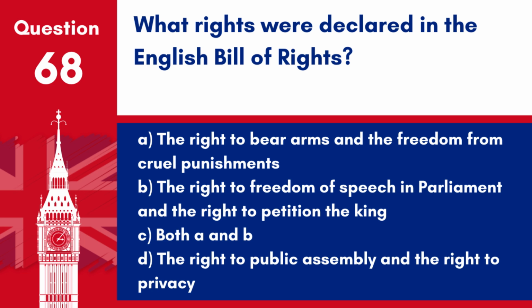C. Both A and B. D. The right to public assembly and the right to privacy. Answer C. Both A and B. The English Bill of Rights declared several rights, including the right to bear arms for Protestants, freedom from cruel and unusual punishments, freedom of speech in Parliament, and the right to petition the monarch without fear of retribution.